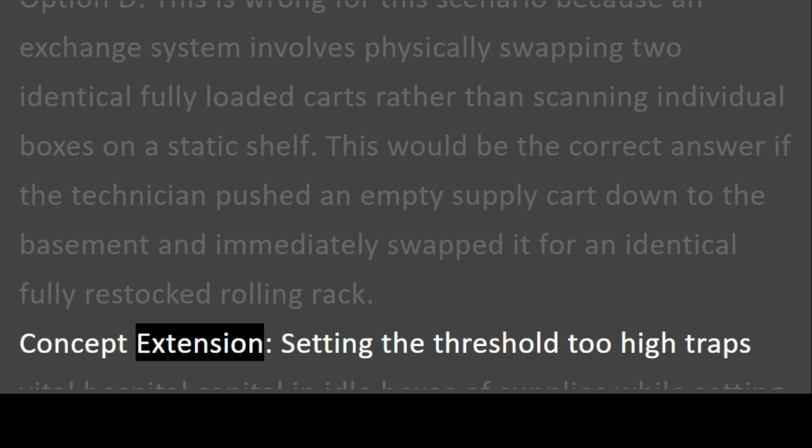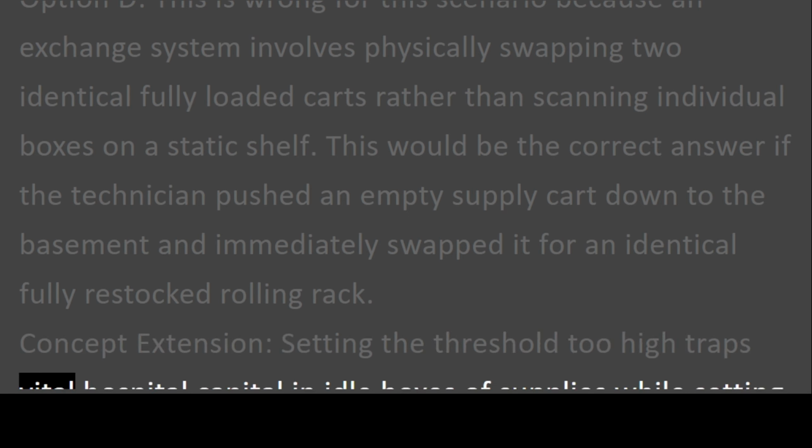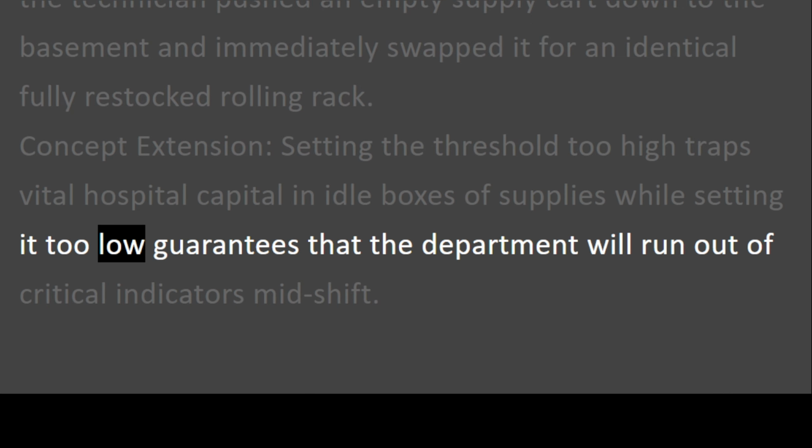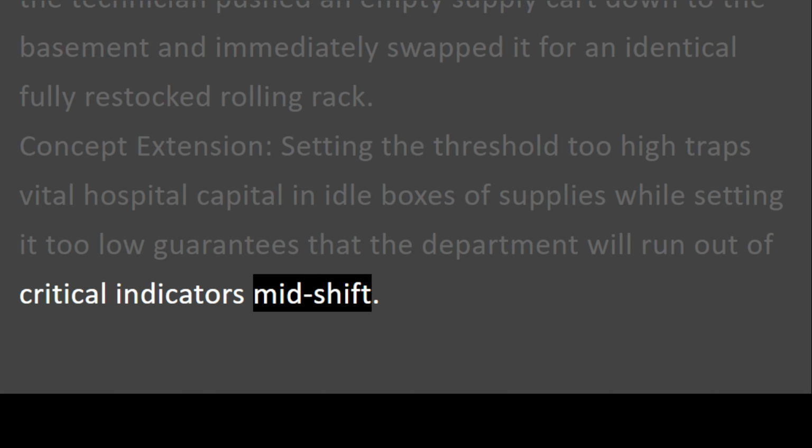Concept extension. Setting the threshold too high traps vital hospital capital in idle boxes of supplies, while setting it too low guarantees that the department will run out of critical indicators mid-shift.